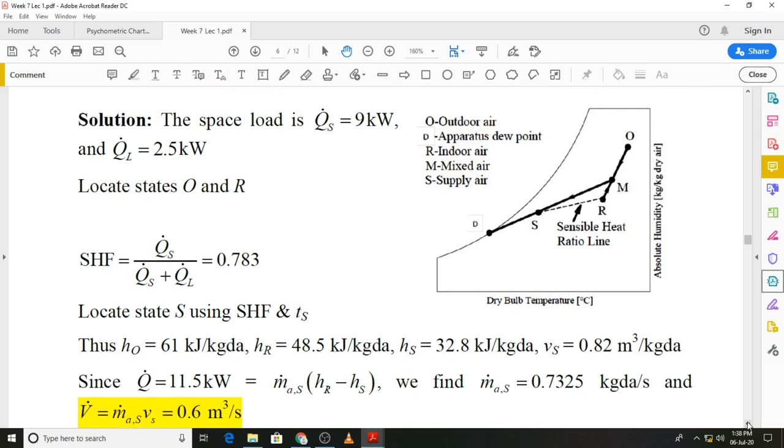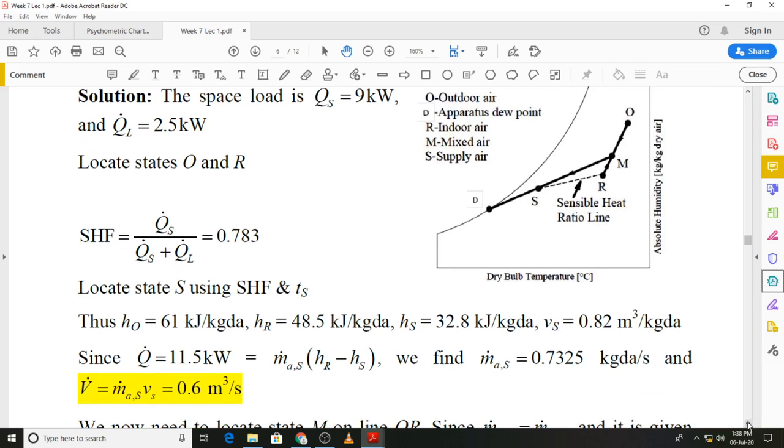Once we have got the sensible heat factor, then we will be able to locate state S using that sensible heat factor and the dry bulb temperature given in the problem for state S. How we will do that, locate state S, you will be able to see when I move to the actual psychrometric chart. And once you have located state S, we will find out the specific enthalpy, and we will also need the specific volume at state S.